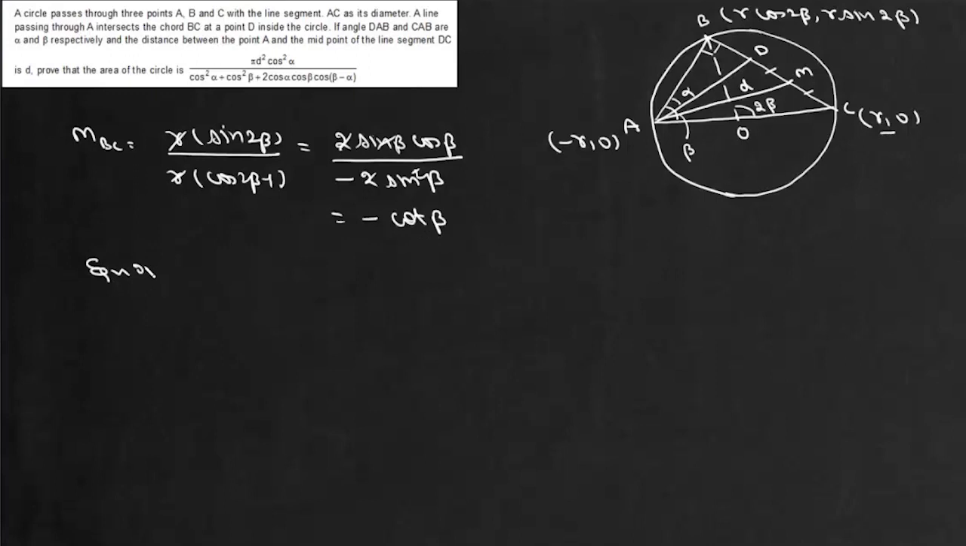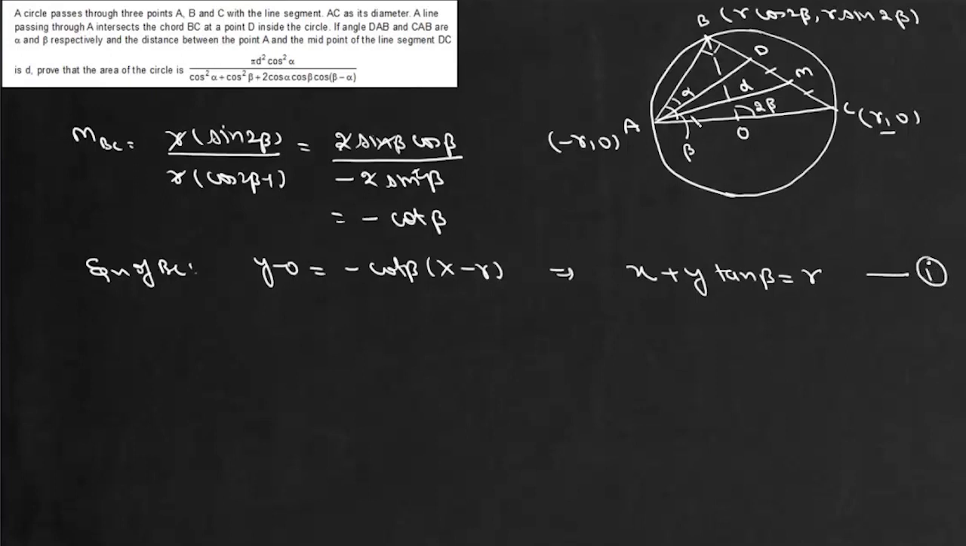So equation of BC will be given by y minus 0 equals minus cot beta into x minus R, or simply we can write this as x plus y tan beta, and it is equal to R, and that's our first equation.